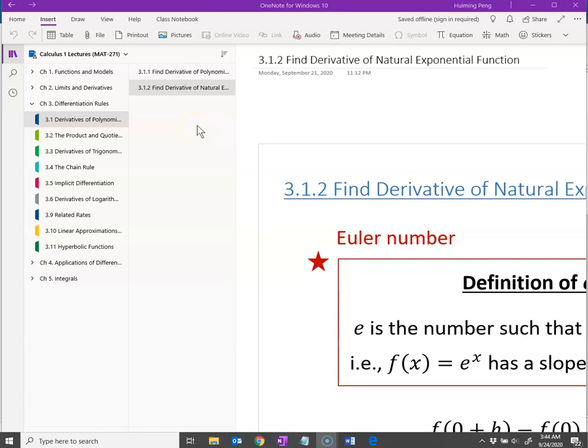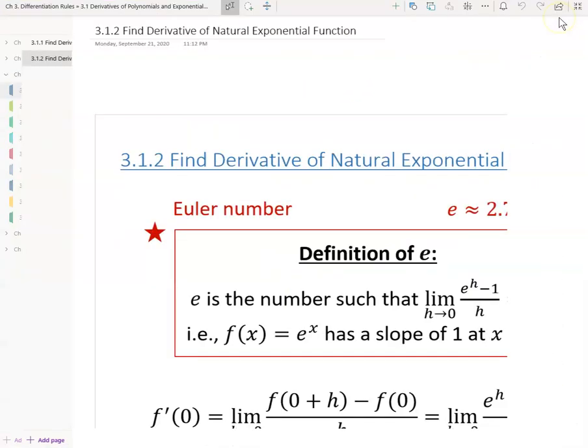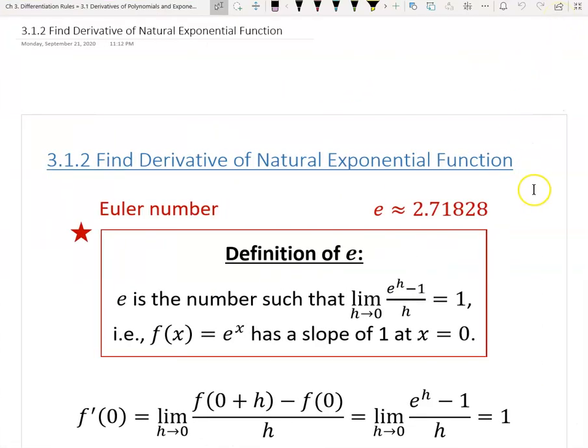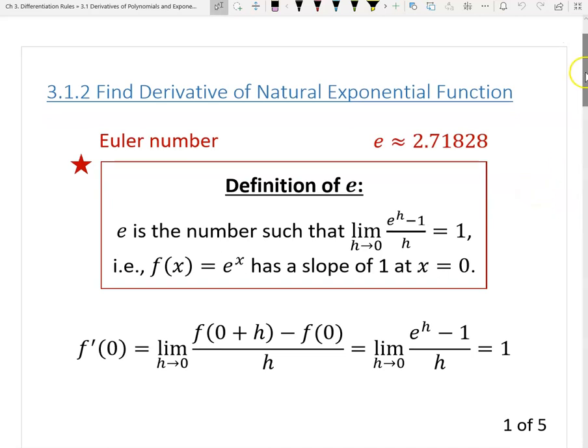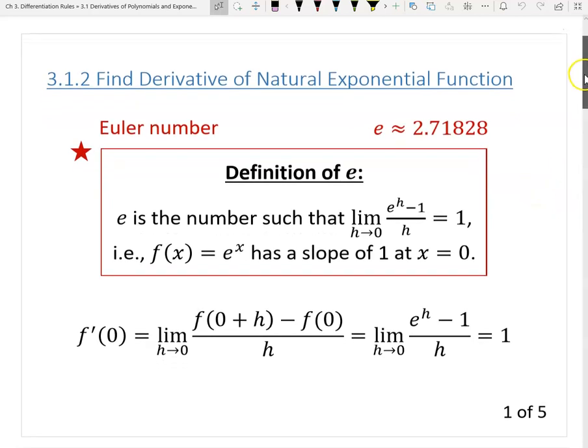In this video, we are going to deal with the derivative of natural exponential functions. And here you can see, we will have the first definition for what is e. I think you know what e is already, right? e we call the natural number.